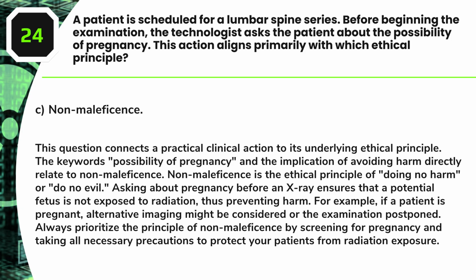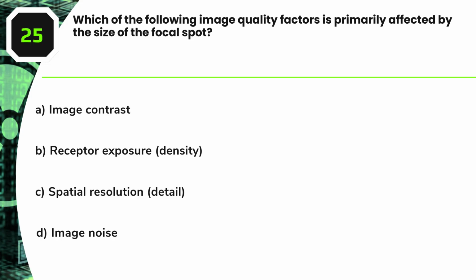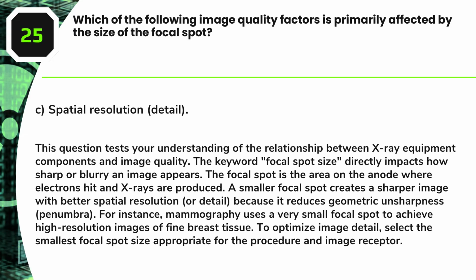Question 25. Which of the following image quality factors is primarily affected by the size of the focal spot? A. Image contrast. B. Receptor exposure, density. C. Spatial resolution, detail. D. Image noise. Answer: C. Spatial resolution, detail.